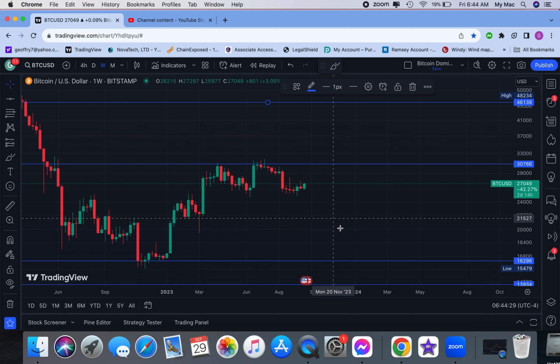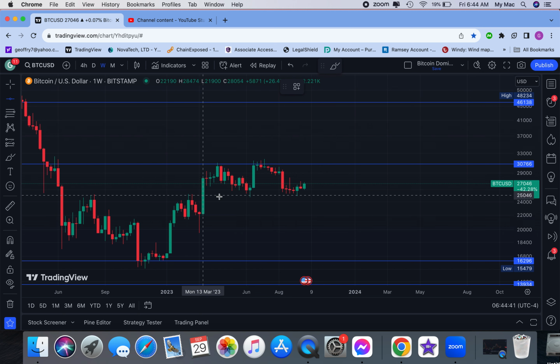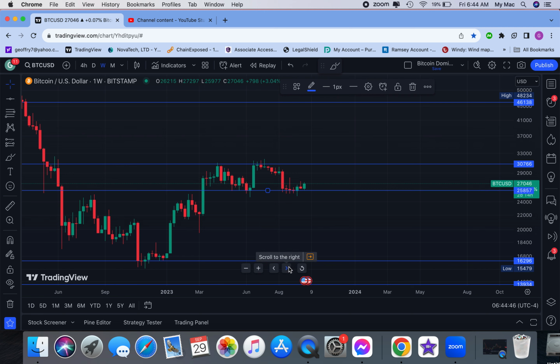Now the question is, will we go back up again and hit this line and finally break through it, or will we get rejected again? But on the weekly, if we zoom in, we've got support about in this area. So most of our candles have closed in that area, and then below that, our next support would probably be in this area because it was support over here, so right here, and resistance here.